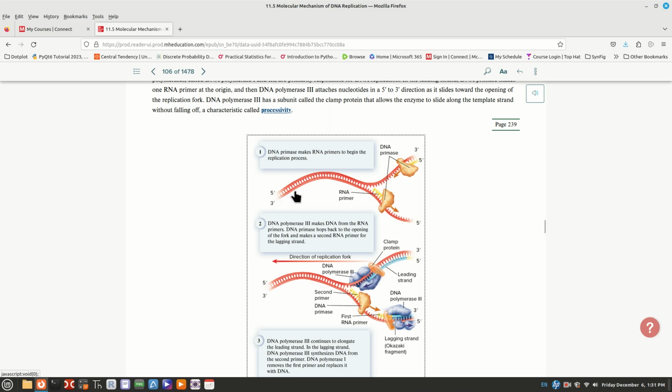it's going to read the original 3 to 5. So this one is going to be reading it and making things 3 to 5. The new DNA is being made 3 to 5. And up here, I'm sure I said that wrong. The original DNA is being read 3 to 5. All right, being read 3 to 5. It's making it 5 to 3.